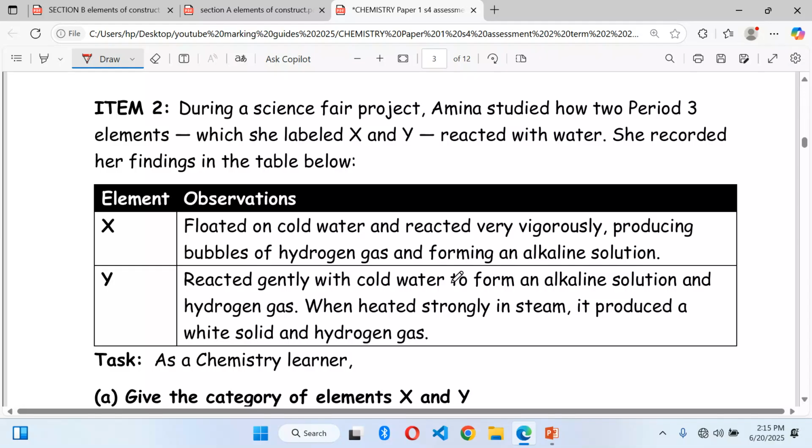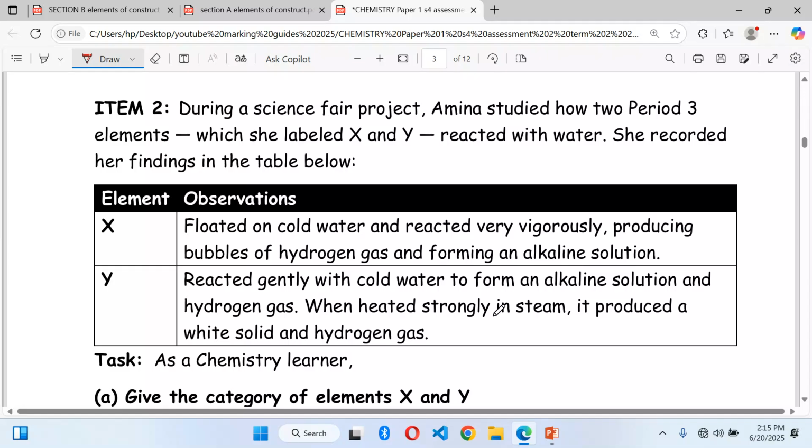which elements react in this manner? X floated on cold water, reacted very vigorously. Among period 3 elements, which one reacts very vigorously with cold water? Among period 3 elements, which one reacts gently with cold water, but when heated with steam, it produces the white solid? That is where we need to start from. So in a period 3 elements, we have these elements like sodium is in group 1. Magnesium is in group 2. So as we move from one element to another, they are moving from one group to another group.